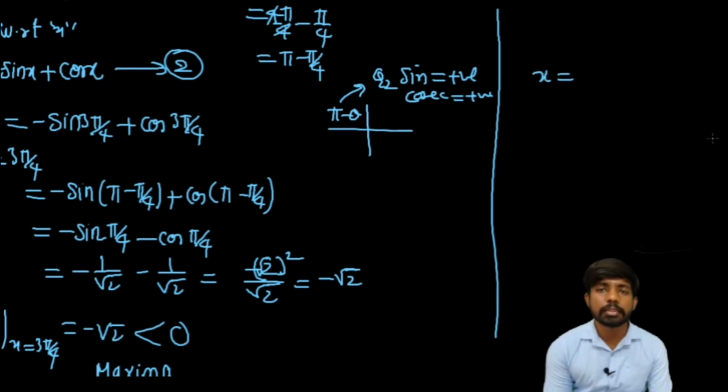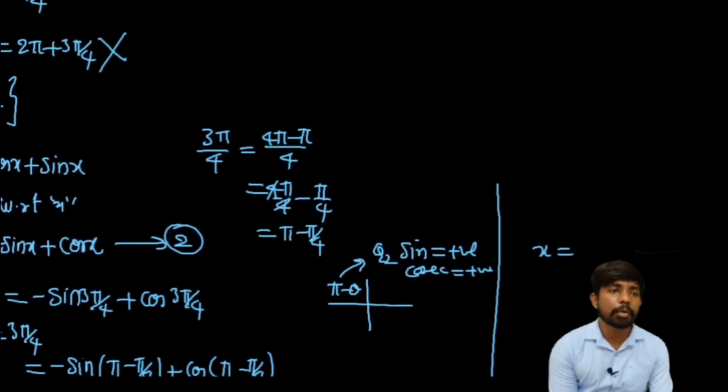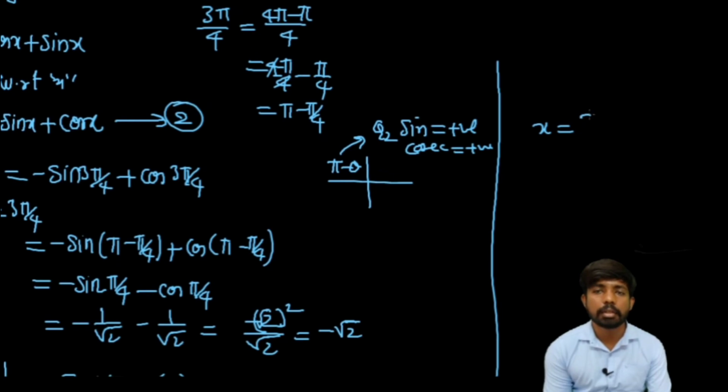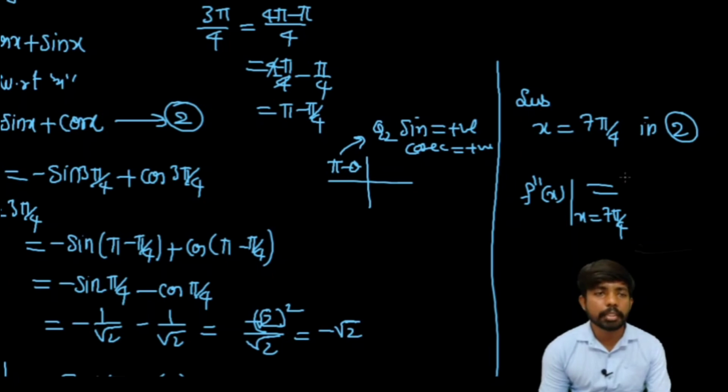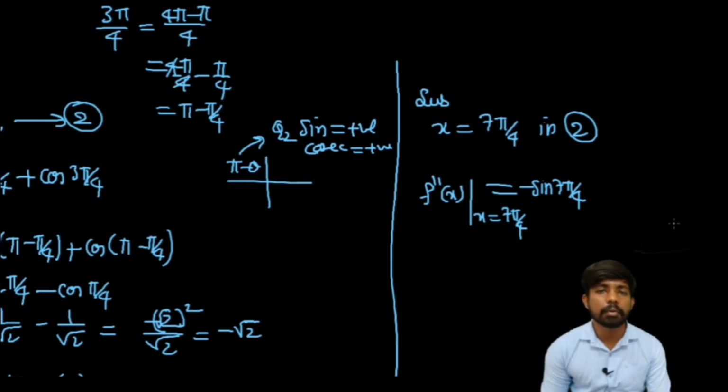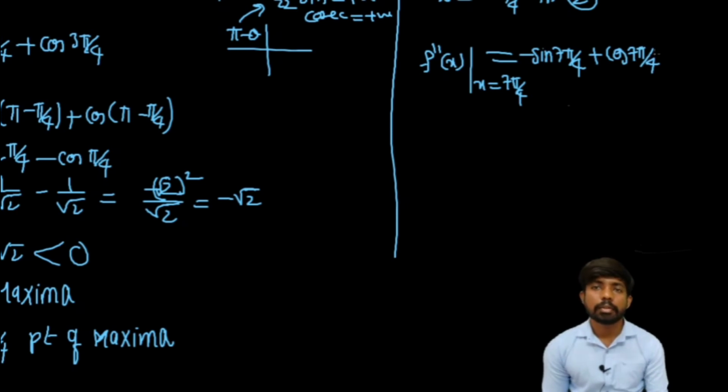Substitute x is equal to the critical point. Where is the critical point? 7 pi by 4, right? Substitute 7 pi by 4 in equation 2. In equation 2 we have the double differentiation. The double differentiation at x is equal to 7 pi by 4 is, substituting, minus sine 7 pi by 4 minus sine 7 pi by 4 plus cos 7 pi by 4.